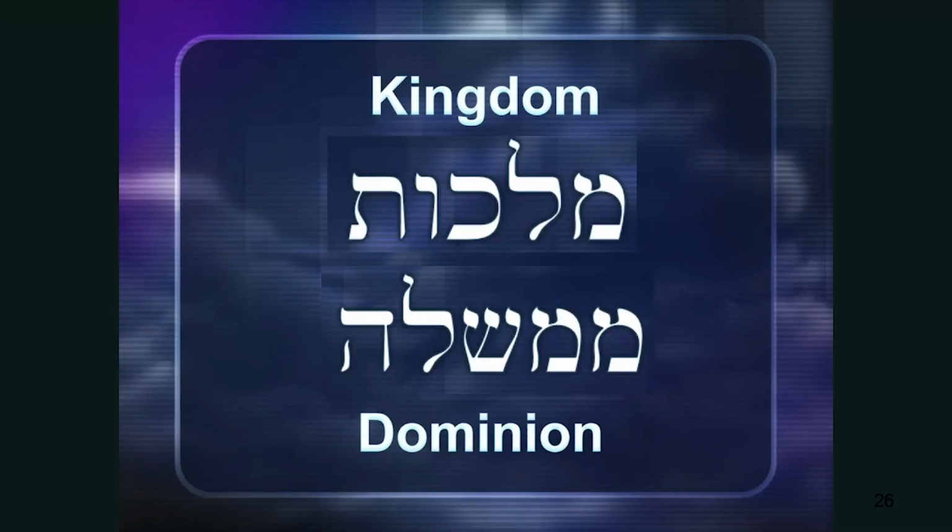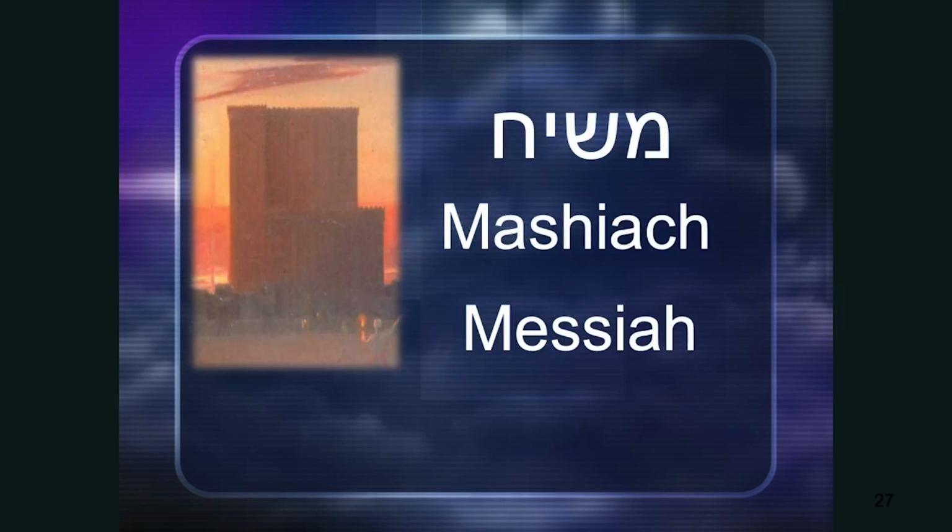Do you know both words for kingdom and dominion all begin with the letter mem? All right, here. You have Malkut, okay. See, the mem that is there. And how about Mashiach? That is Messiah, and it begins with the letter mem. As a matter of fact, oh, that other word was memshalah, in case you're wondering.